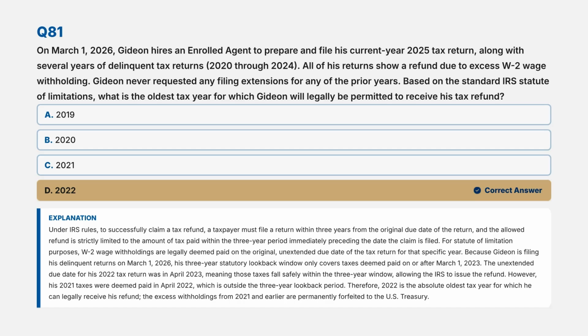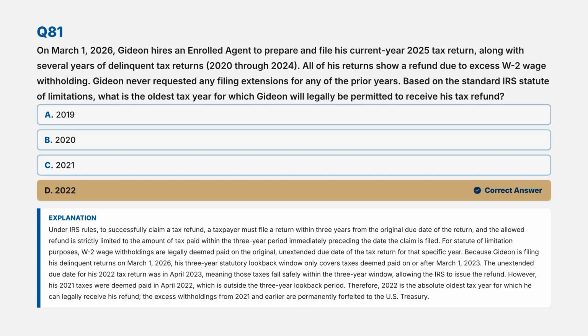For statute of limitation purposes, W-2 wage withholdings are legally deemed paid on the original unextended due date of the tax return for that specific year. Because Gideon is filing his delinquent returns on March 1st, 2026, his 3-year statutory lookback window only covers taxes deemed paid on or after March 1st, 2023.